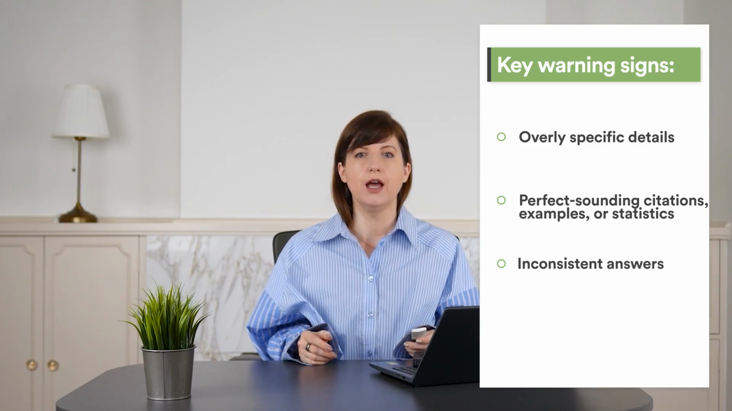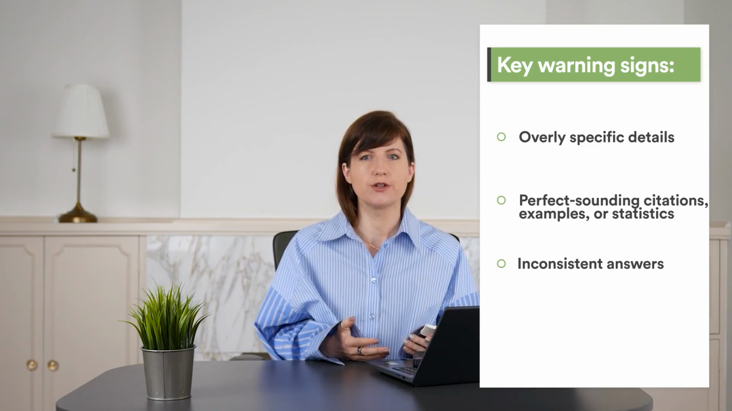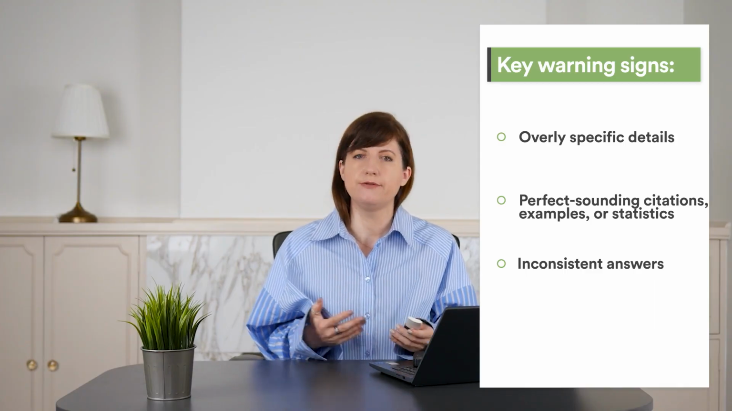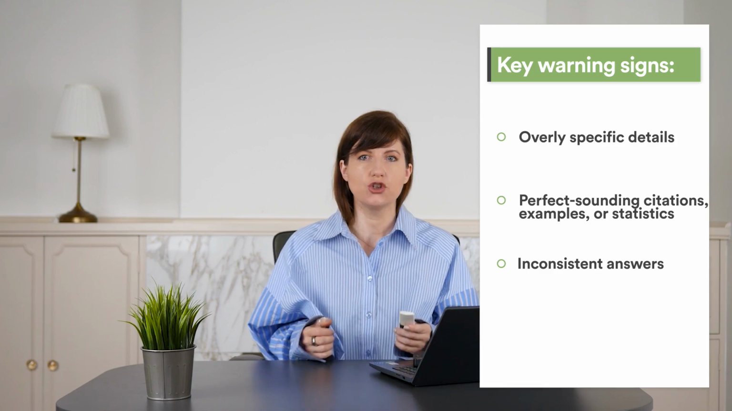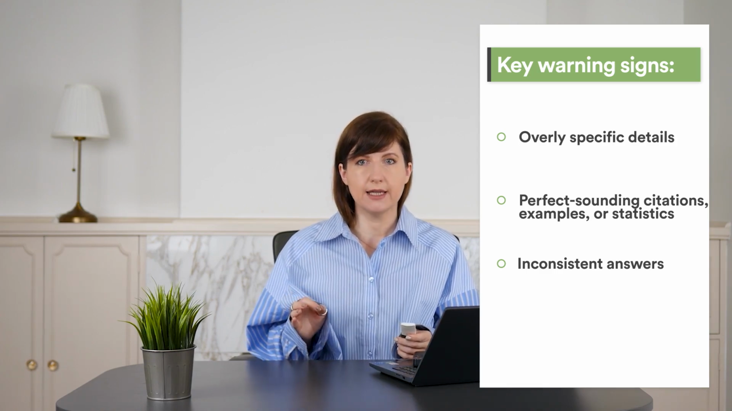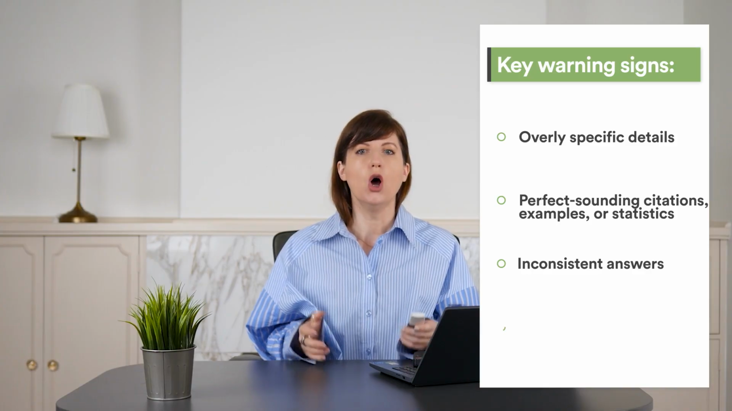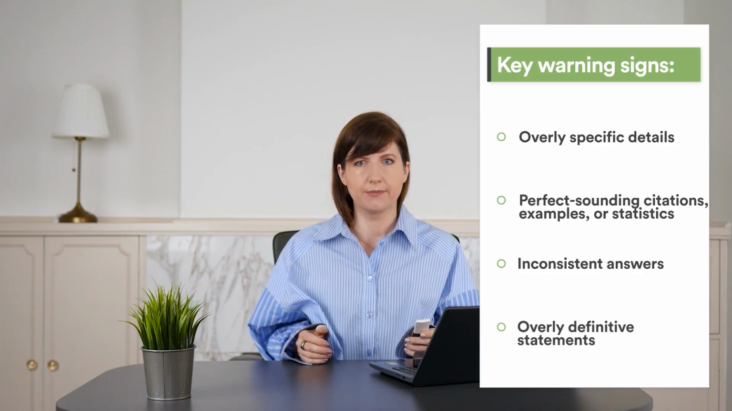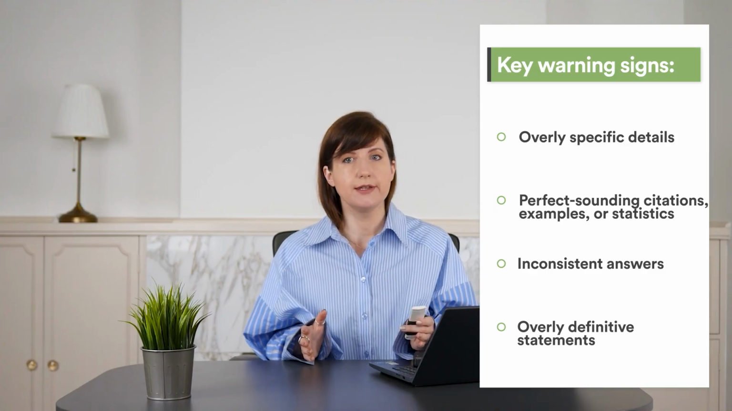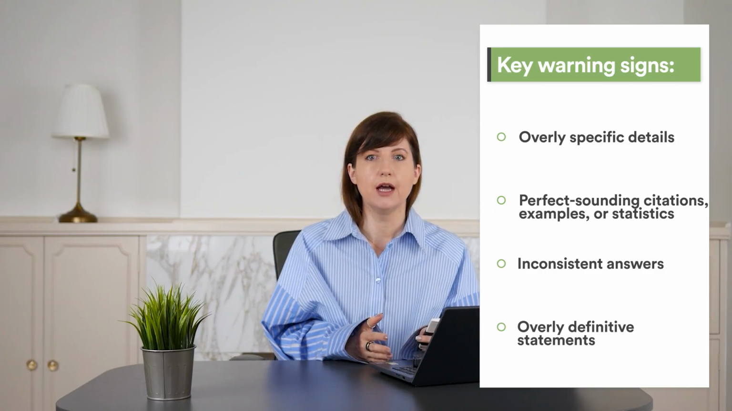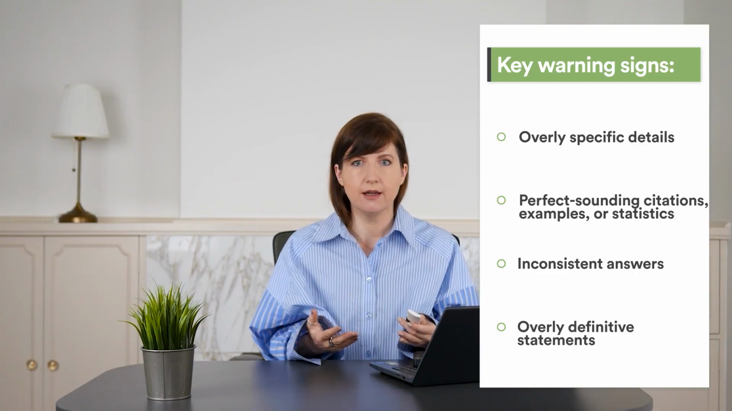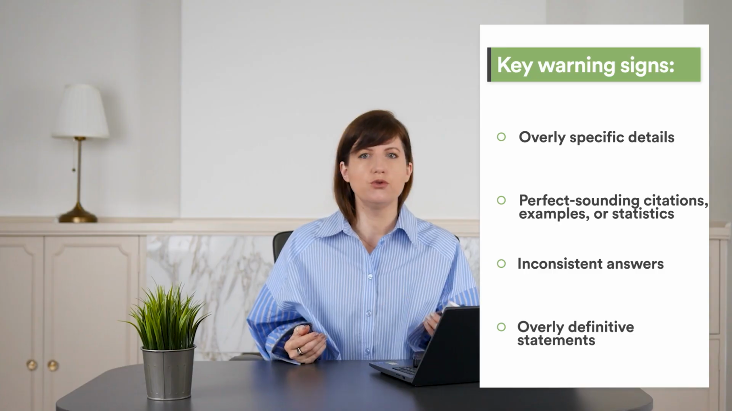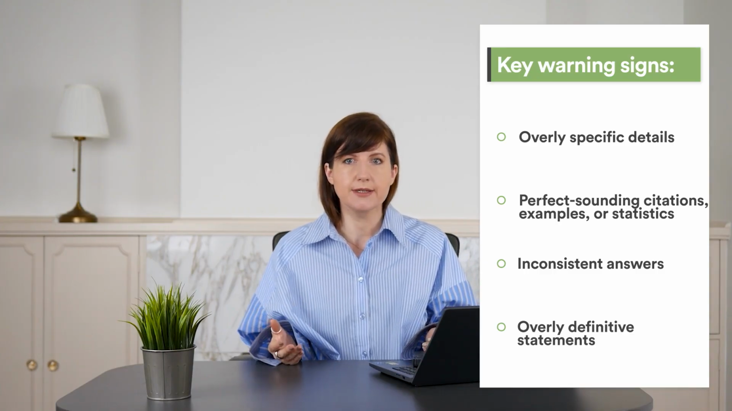Inconsistent answers. If you ask the same question multiple times and get different specific details each time, that's a strong indicator of hallucination. Overly definitive statements. When AI makes very definitive statements about topics that should have some uncertainty, especially regarding future events or complex topics, be cautious. Knowing why hallucinations happen and how to spot them is a great start.